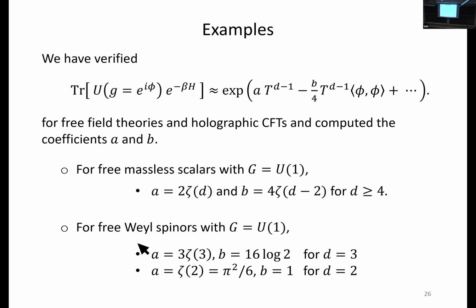Examples. We worked out various examples to verify that explicitly. For example, in free field theory, we can calculate this explicitly. For a massless scalar, this A and B are given by Riemann zeta functions. For free spinors, these are also given by Riemann zeta functions. And in the two-dimensional case, we can actually check that this is consistent with the Cardy formula, and this is what it should be.